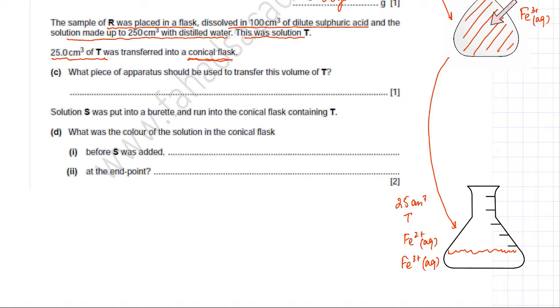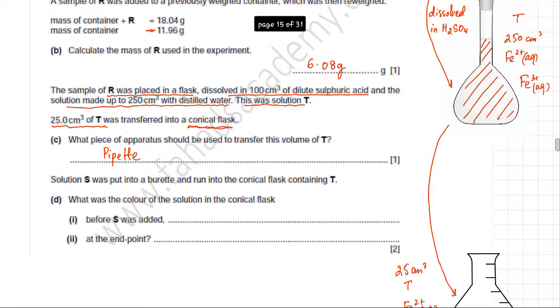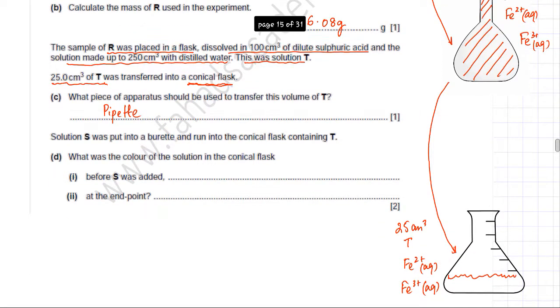Now when you're transferring solution, especially 25 cm³, a pipette would be used to transfer. A pipette acts like a dropper. You fill it at one end by using a suction device. You fill it over here, put it in this solution T, this 250 cm³ solution T. You take it out and you drop the liquid into this conical flask. So a pipette would be used to transfer 25 cm³ of T.